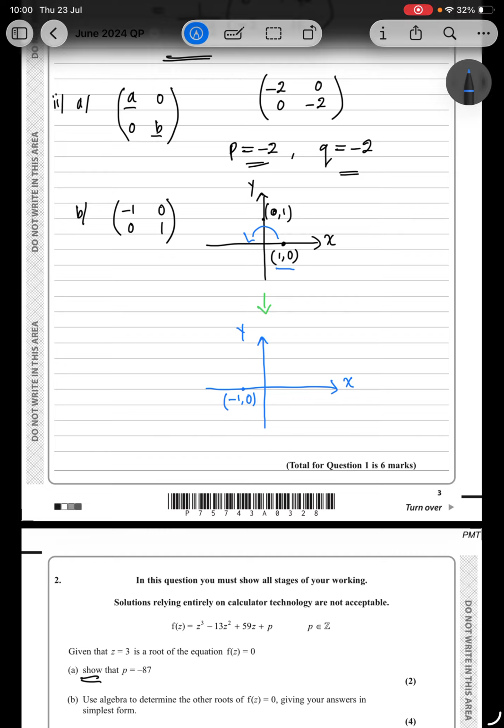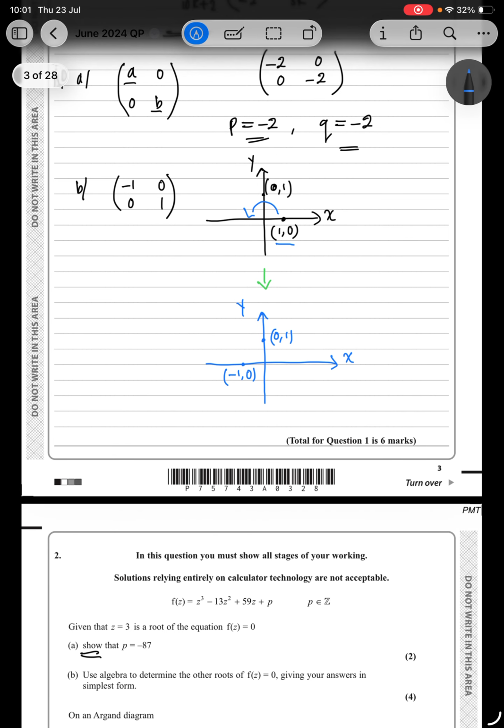But 0, 1 is going to stay as it is, since it's on the y-axis and the reflection is in the y-axis. So this will be 0, 1 itself. So the matrix is essentially the coordinates after the reflection. So first we write -1, 0, and then we write 0, 1. First column, second column.